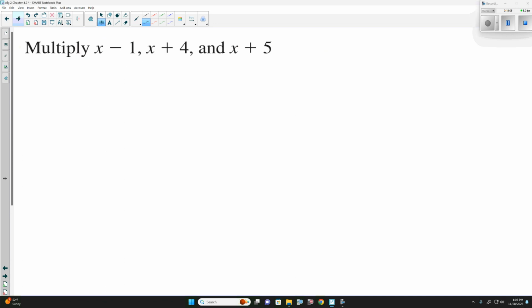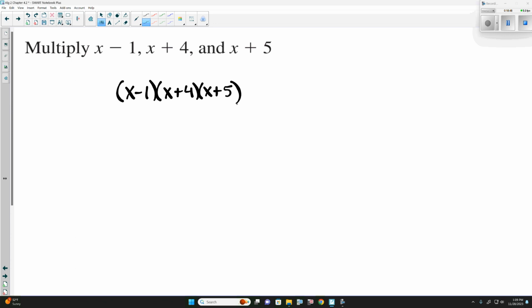All right. Let's look at this one here. We want to multiply x minus 1, x plus 4, and x plus 5. One more. Yep. We skipped a few. Since you all feel comfortable with those, there's no real reason to continue doing more of them if you all feel comfortable with them.